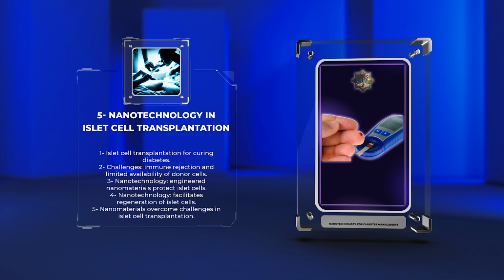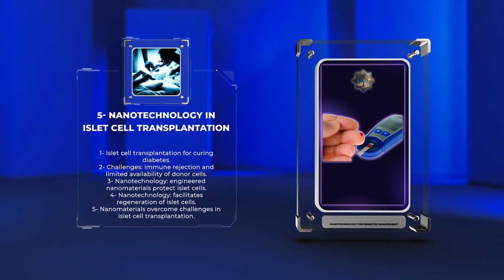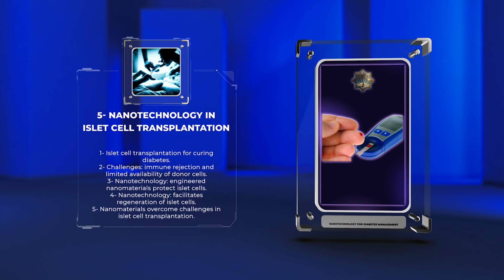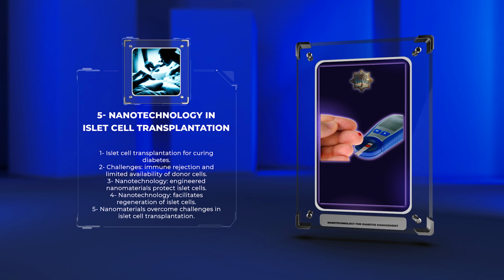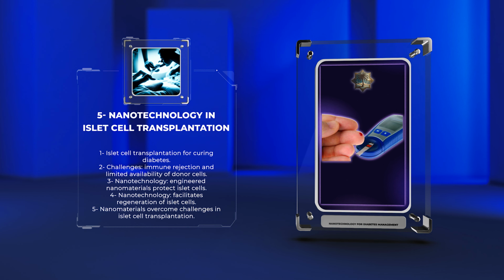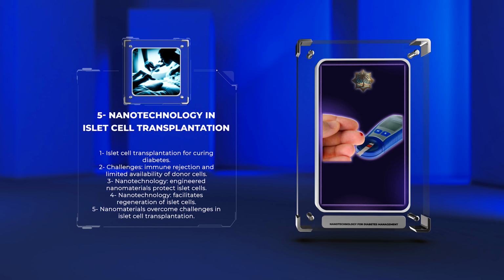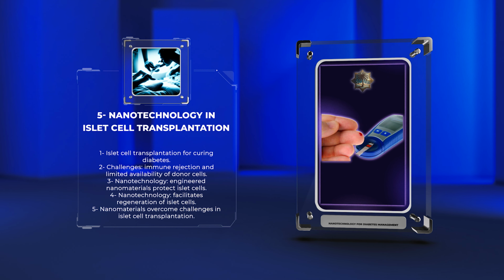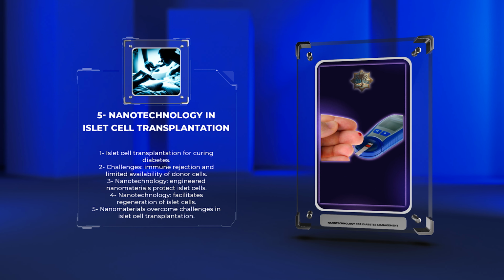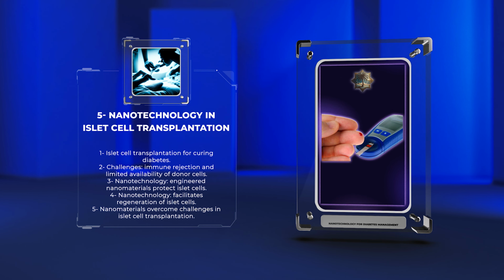Islet cell transplantation holds immense potential for curing type 1 diabetes by replacing the damaged or dysfunctional insulin-producing cells in the pancreas. However, the success of this procedure is hindered by challenges such as immune rejection and limited availability of donor cells. Nanotechnology provides innovative solutions to overcome these obstacles. Nanomaterials can be engineered to encapsulate islet cells, protecting them from immune attack. Additionally, nanotechnology facilitates the regeneration of islet cells, offering hope for both type 1 and type 2 diabetes treatments.